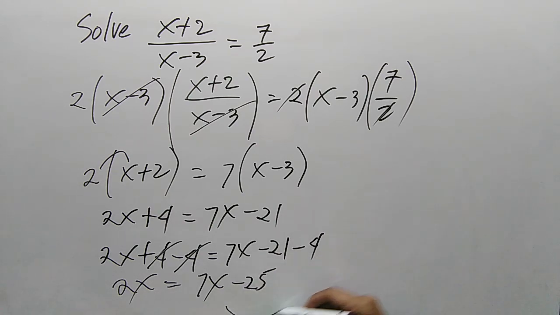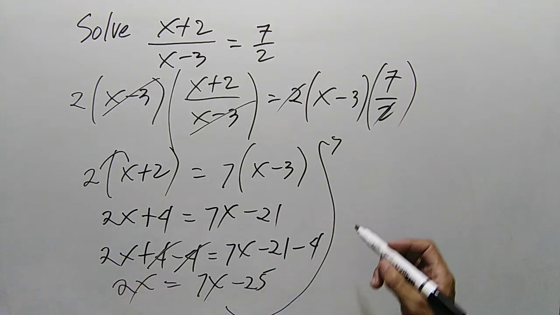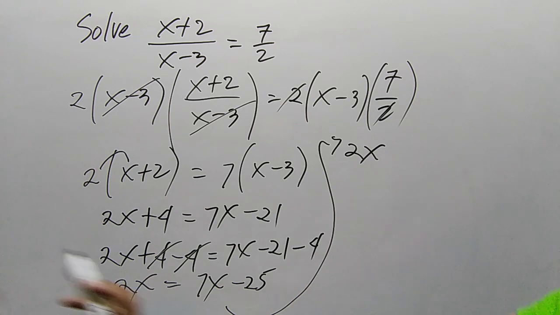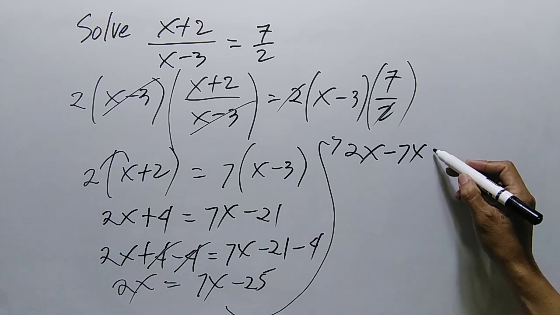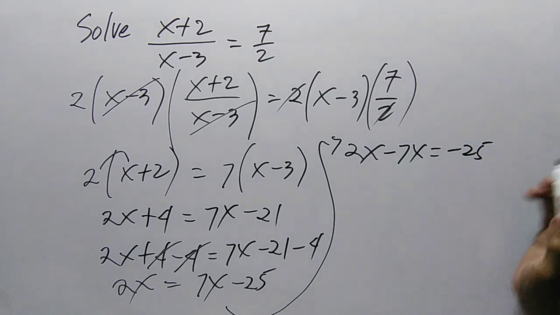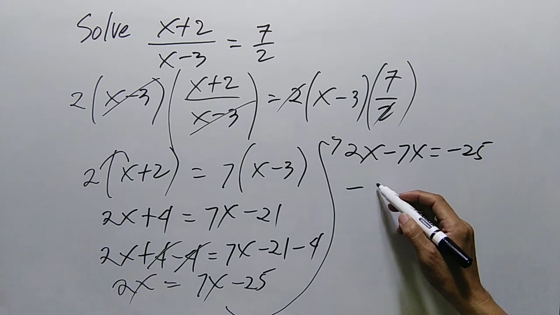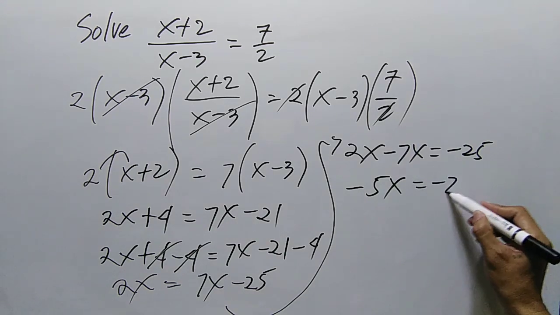So, dito tayo sa taas. Continue tayo. So, i-transpose natin to, or pwede tayo mag-subtract, or i-transpose na lang natin para hindi tayo maano dyan. So, 2x, transpose natin si positive 7x to the left side. Magiging negative 7x. Okay? So, equals negative 25. Kita pa ba? Yan. So, 2x minus 7x, that is negative 5x. Okay? So, equals negative 25.